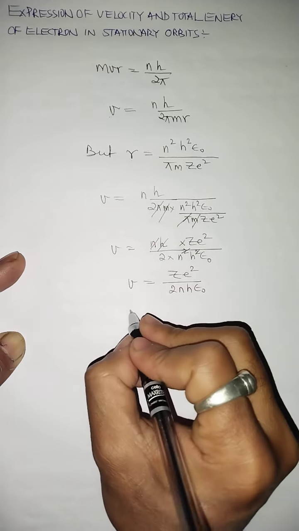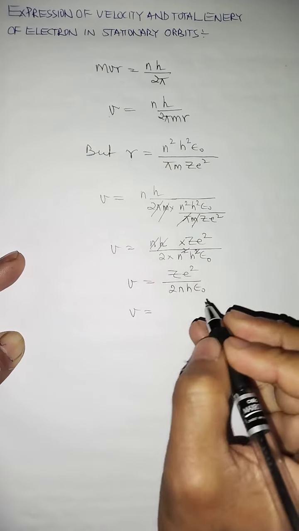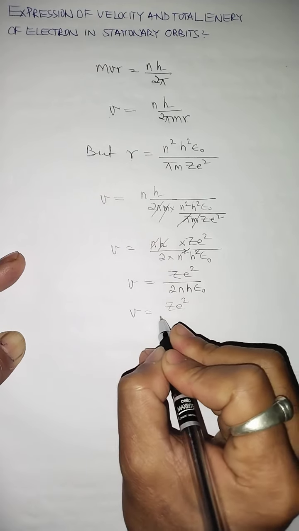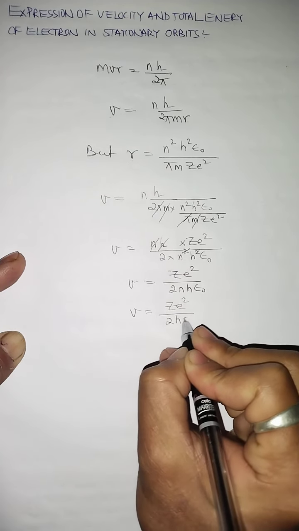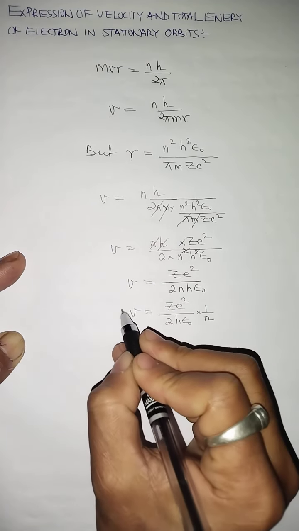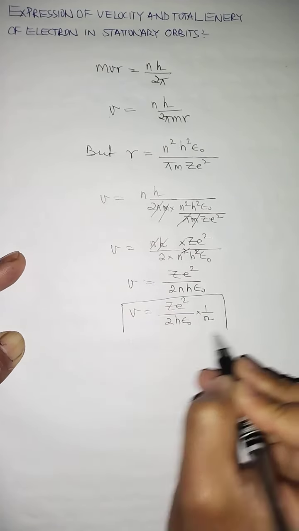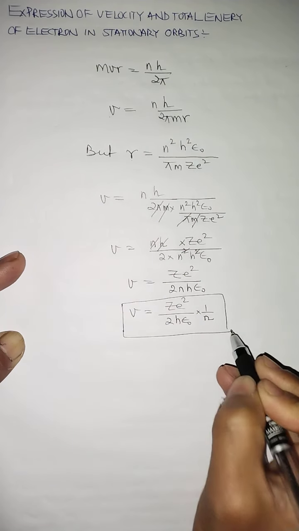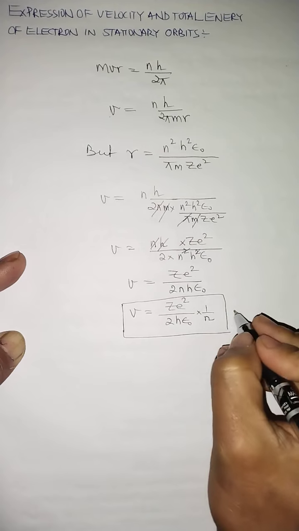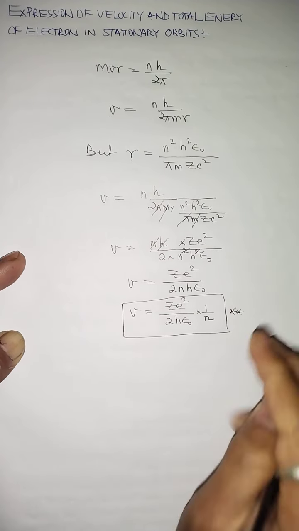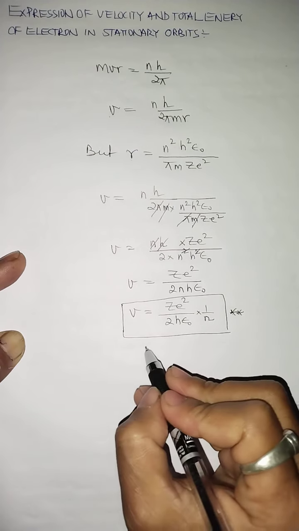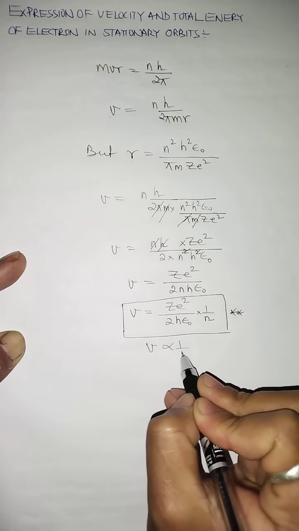But I just rearrange the expression in such a manner. So I write this as z e square by 2h epsilon naught, I write them together into 1 by n. So that means this is the expression that measures the velocity of electron revolving in any of the orbits. But this relation of velocity shows that v is inversely proportional to n.